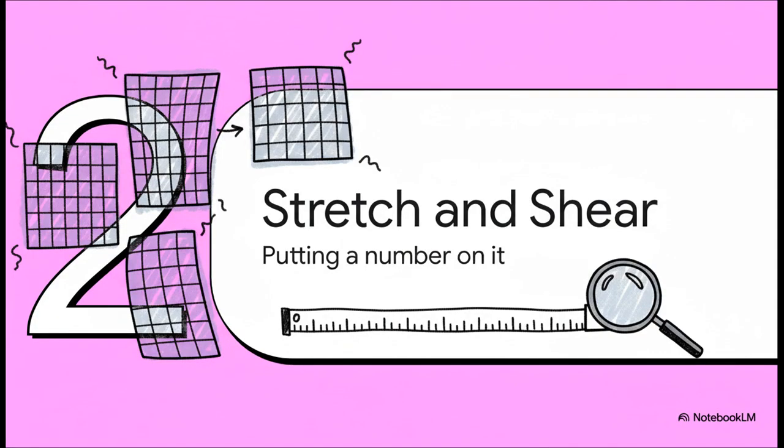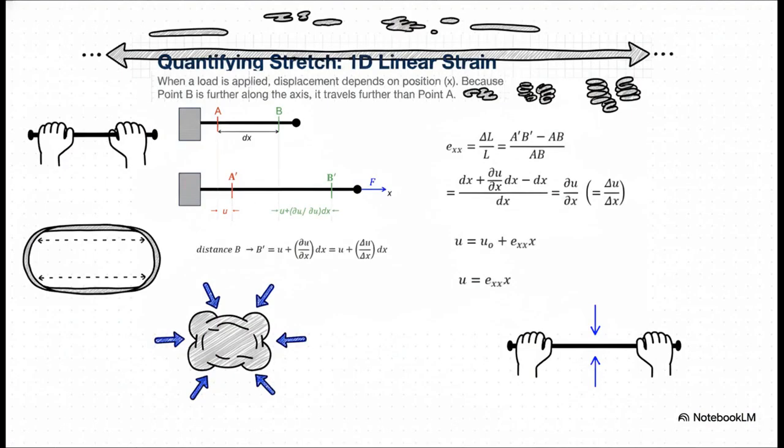Okay, great. So we know we need to focus on just the distortion, but how do we actually measure it? How do we put a number on it so we can do some math? Well, that's exactly what we're going to cover next. There are basically two fundamental ways to do it. So the first one is called normal strain, and honestly, this is the one you already get intuitively. It's just stretch or squish.